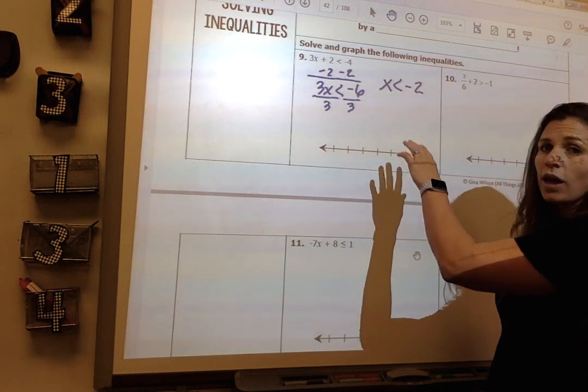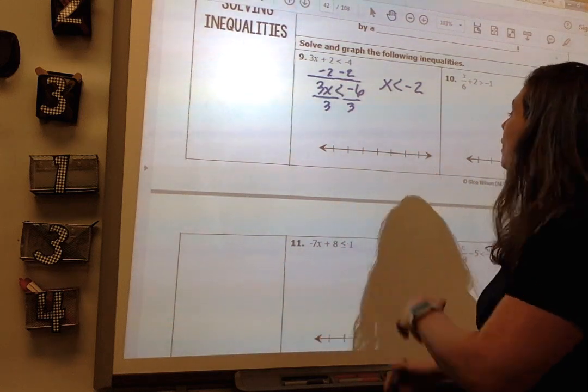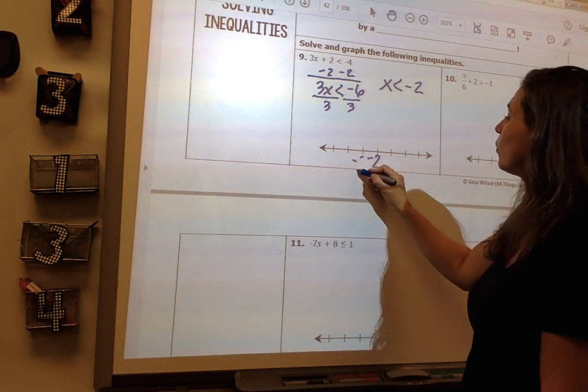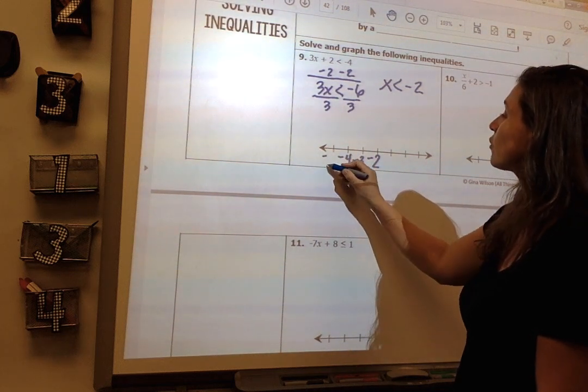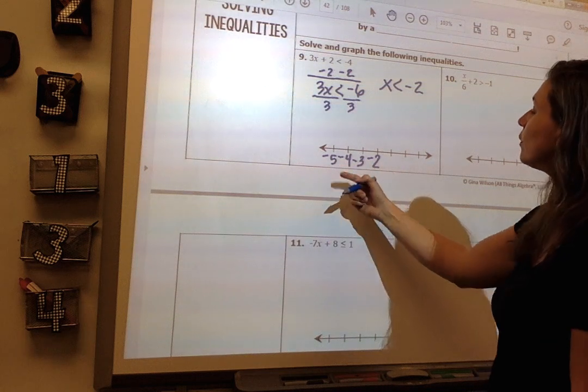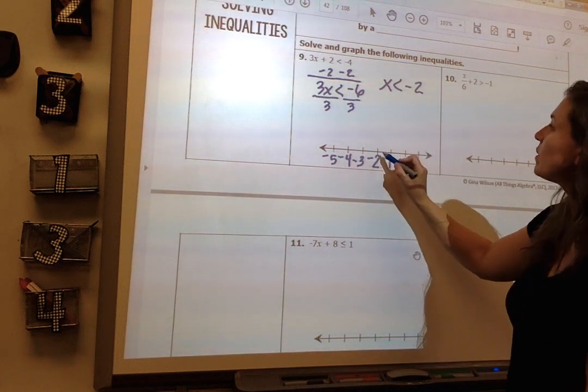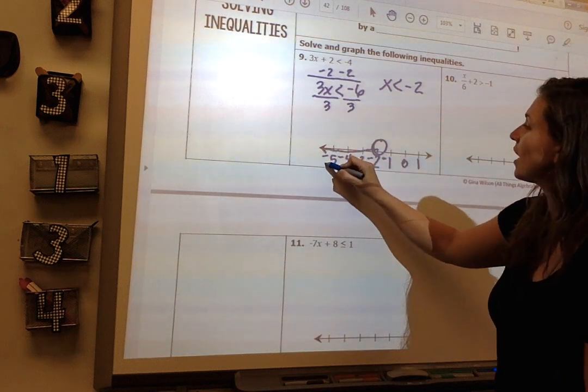Remember, that's my inequality, but I'm also asking you to graph it. So we start with my target number in the middle, negative 2, and then we're going to fill out integers. Well, actually, here it leaves me with 3 integers to the left, 3 integers to the right. It's open circle on negative 2 and shade to the left.